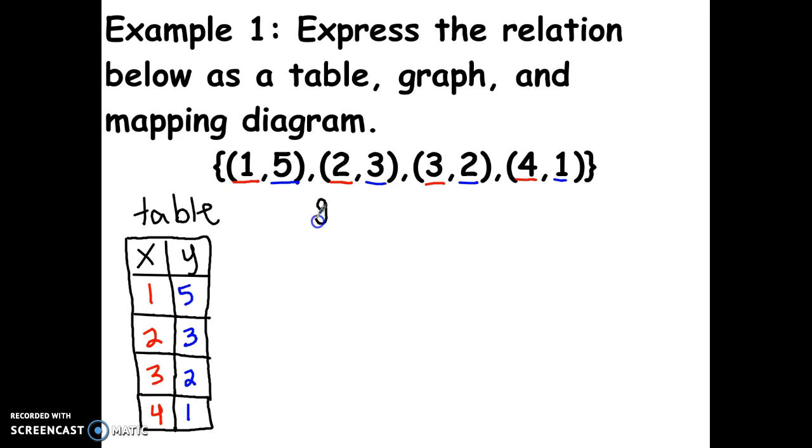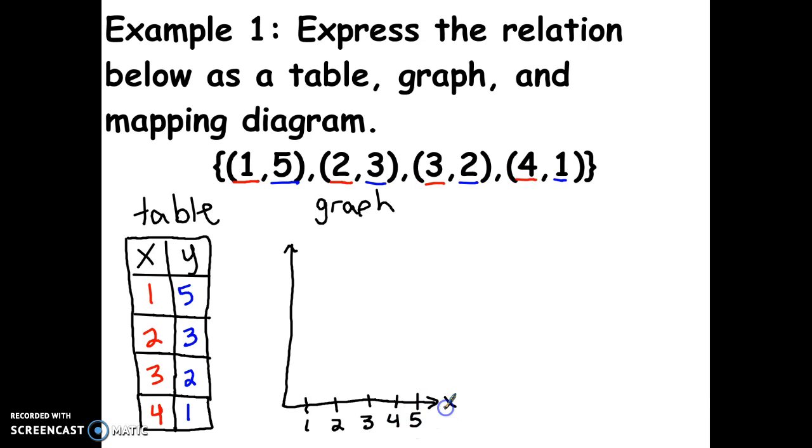Next, let's look at our graph. Since we have all positive numbers, when we sketch our graph, we only need to have our first quadrant. So let's go ahead and label our x-axis. 1, 2, 3, 4, 5. This is our x-axis. And then our y-axis. 1, 2, 3, 4, 5.